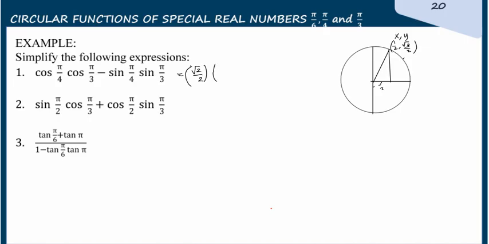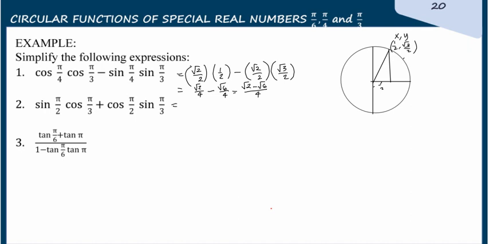So, that is 1/2. Minus sine pi over 4, which is still square root of 2 over 2, times sine pi over 3, which is square root of 3 over 2. So, we are going to evaluate that one. So, square root of 2 over 2 times 1/2 is square root of 2 over 4 minus itong square root of 6 over 4. Therefore, you would get square root of 2 minus square root of 6 over 4 as our final value. Okay? And then, let's do the other one.